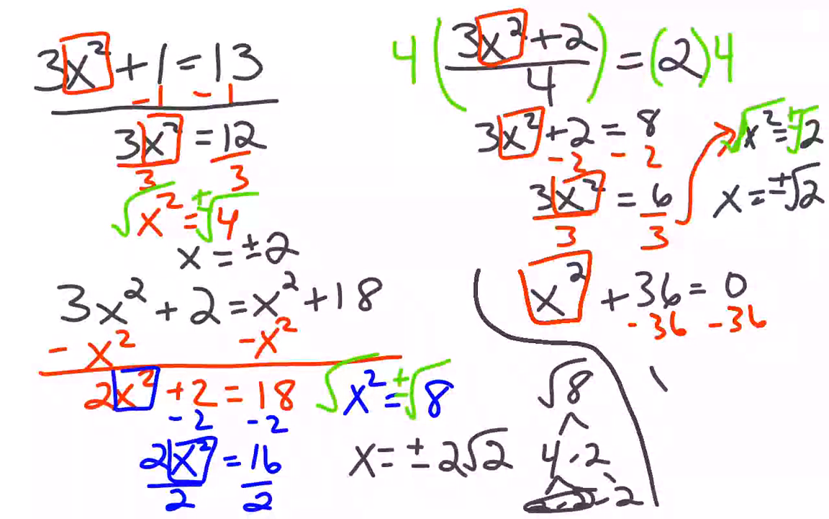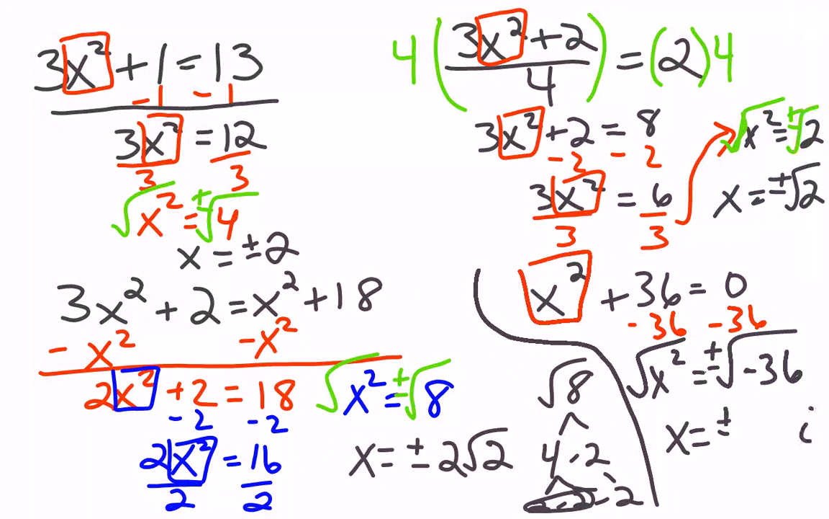But I did want to talk about this one because when we do the square root, plus or minus, I'm going to get an i in this answer. So anytime I have a negative under the square root, I'm going to take out an i, and then I simplify my square root like normal, so the square root of 36 is 6. So my final answer for that one is plus or minus 6i.